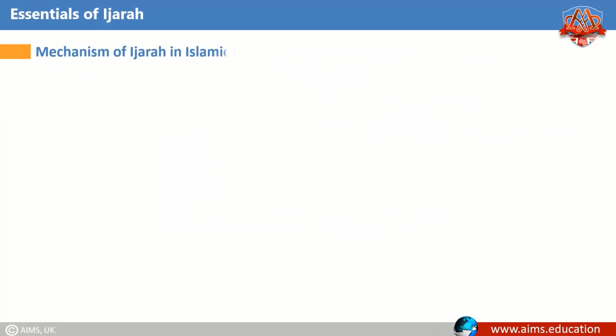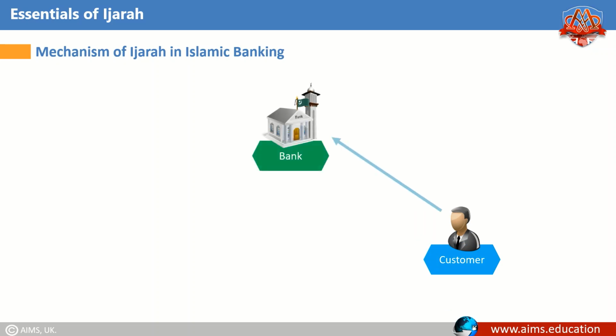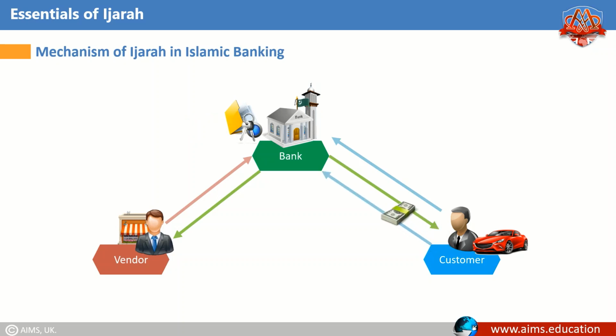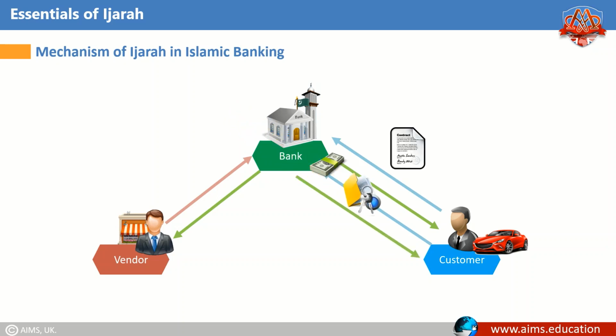Mechanism of Ijarah in Islamic banking. A customer approaches the bank with the request for Ijarah financing. The bank purchases the item required for leasing and receives the title of ownership from the vendor. The bank gives the asset to the customer. In return, the customer makes periodic payments as per the contract, and at the end of the contract, the asset title transfers to the customer as per the Sharia-compliant method disclosed in the agreement.